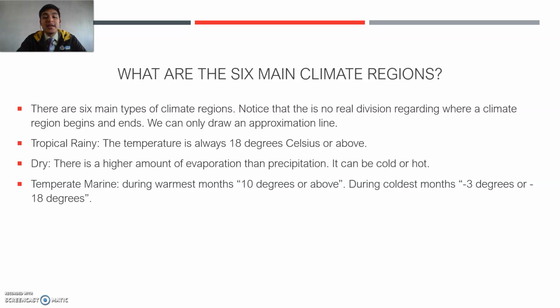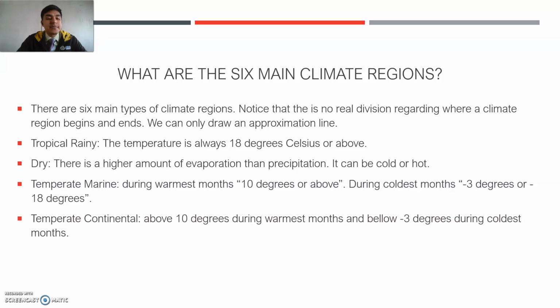And remember that we analyzed that these places are, for example, some regions in the United States or some others in Canada, which, depending on the season, can be super hot, or at other times super cold. We also have temperate continental, above 10 degrees during the warmest months and below minus 3 degrees during the coldest months. So this climate region is very similar to the temperate marine, because, once more, depending on the season, the temperature is going to change a lot or not.